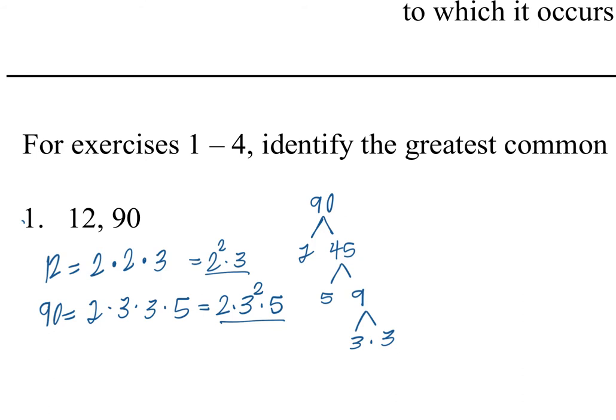To find the GCF now, we're going to circle the factors that both 12 and 90 have in common. So they have a 2 in common. They also have a 3 in common. So that would make the GCF 6, because 6 is 2 times 3.